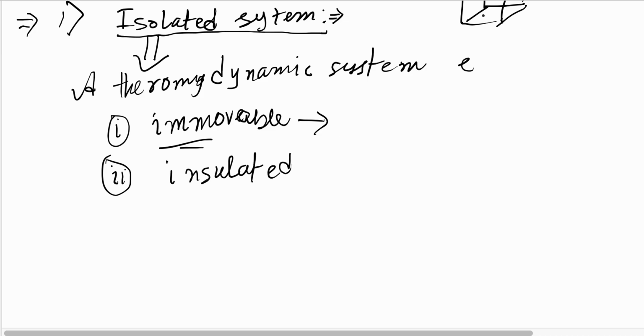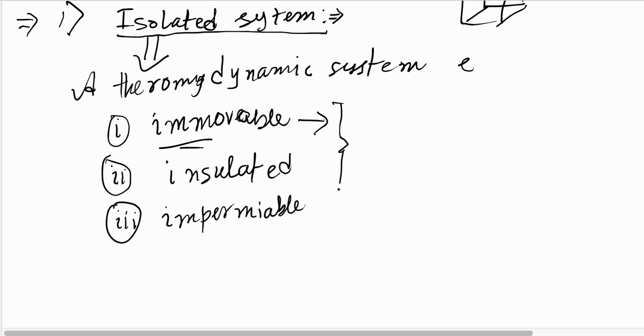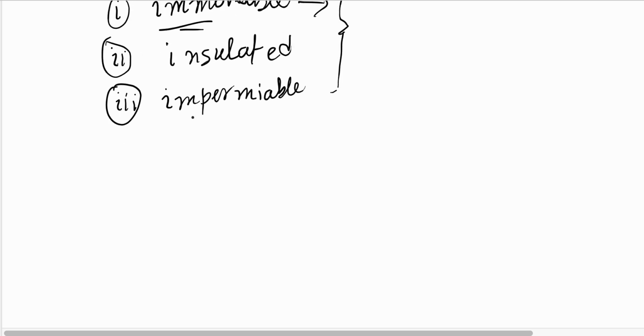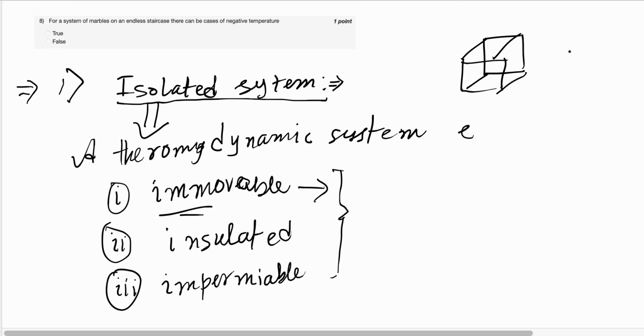Insulated means no energy can pass through these walls. And third is impermeable. Impermeable means no particle can go through these walls. So if the walls have these three properties, then the system will be called an isolated thermodynamic system. Now as in the question, it is asked about the entropy of an isolated system, so that means no heat can flow into the system.